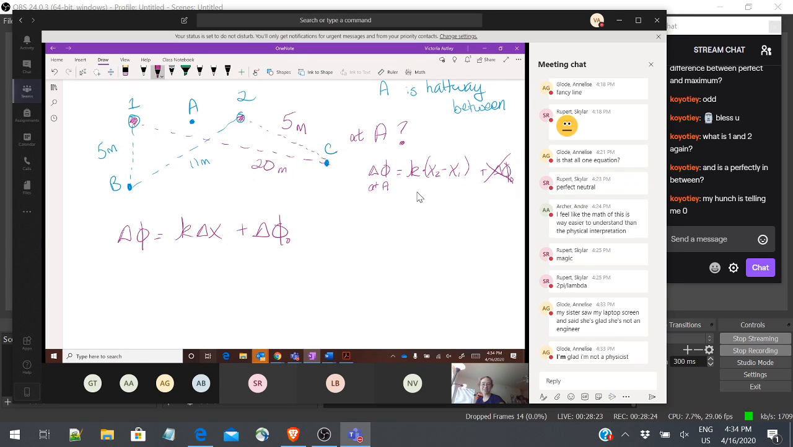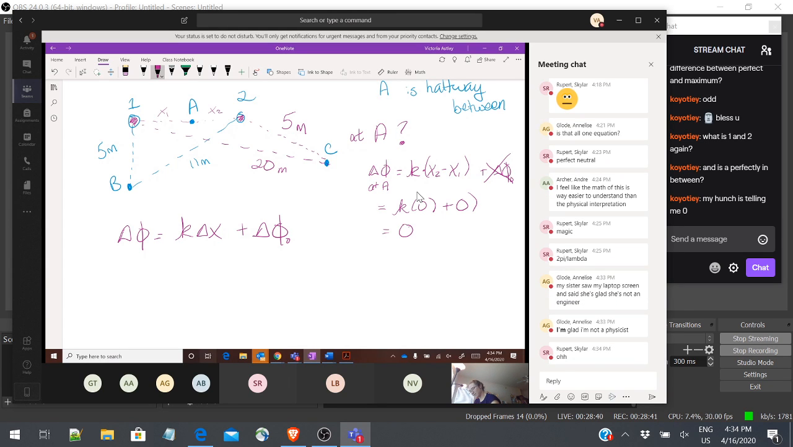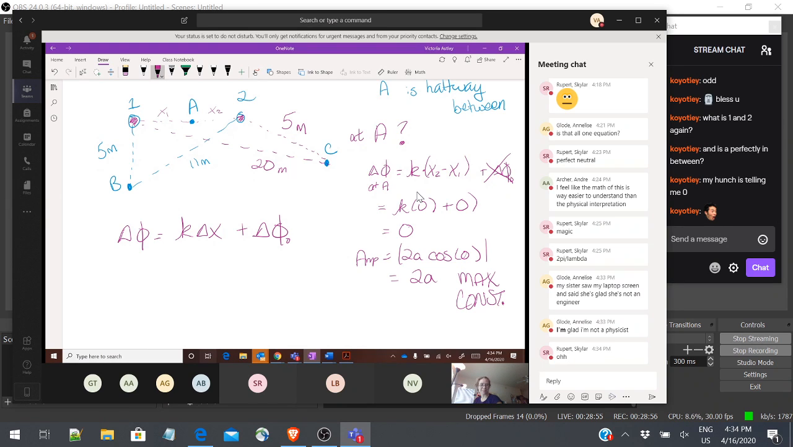Your hunch is telling you 0. You are correct, because this distance, x1, is going to be equal to this distance, x2. So this is k times 0 plus 0. So delta phi is 0. Our amplitude is 2a cosine of 0. So we get 2a, that is max constructive interference. Good job. How about B?